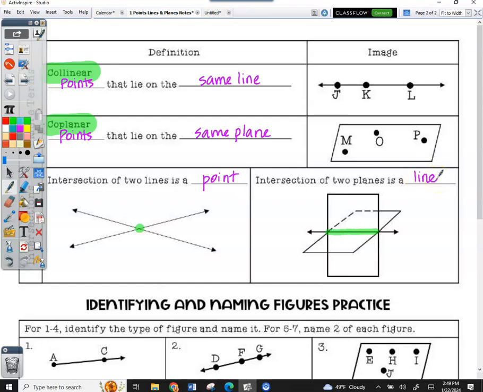I only highlighted in between because that's the part that's actually on both planes, but the line does carry on outside because remember the plane carries on, right? The plane is not finite.